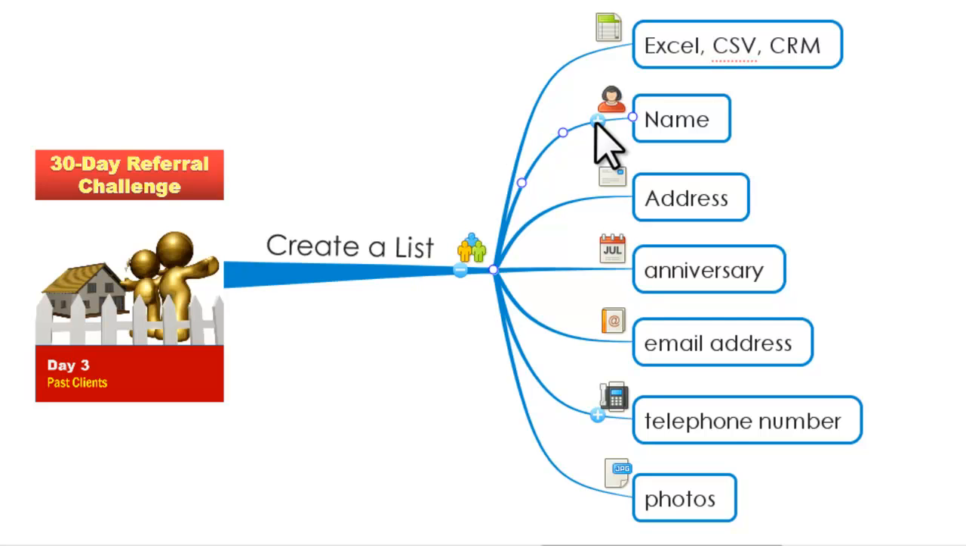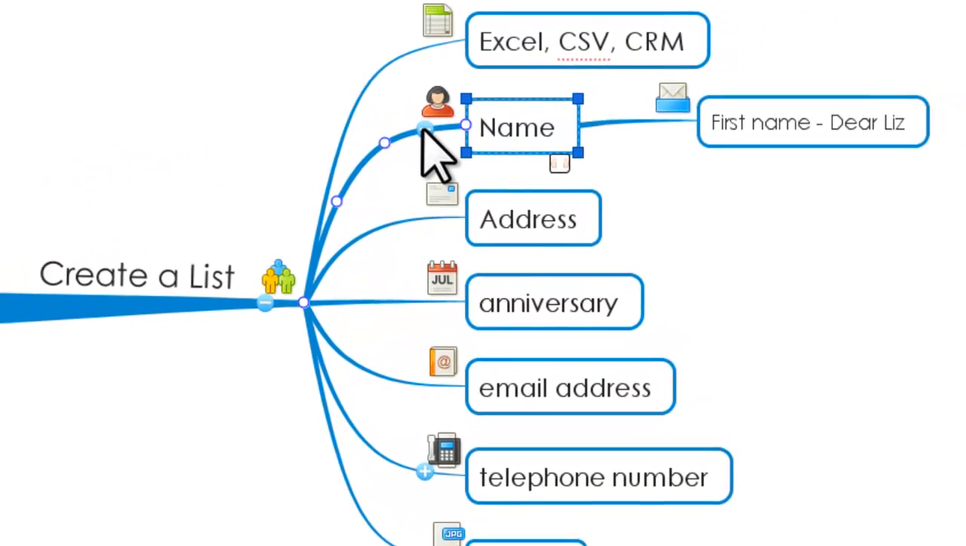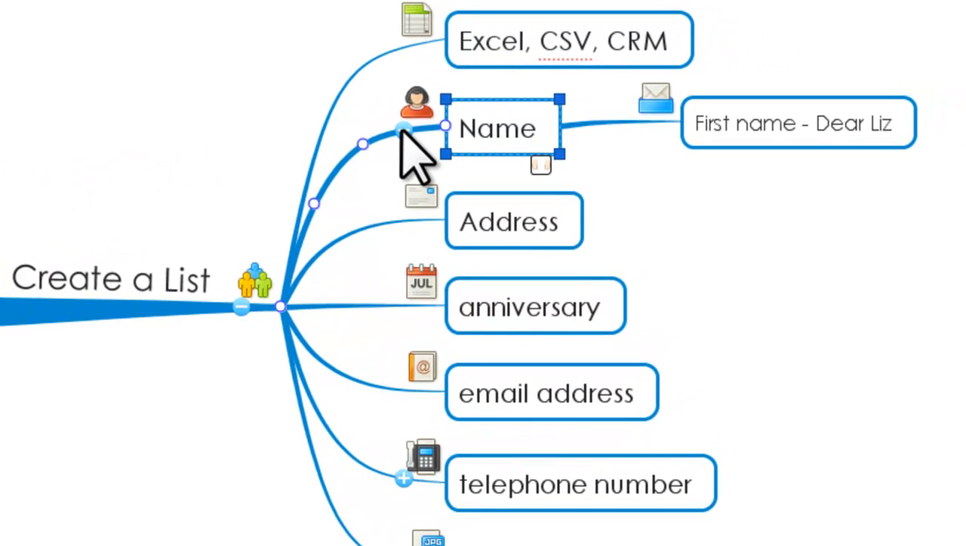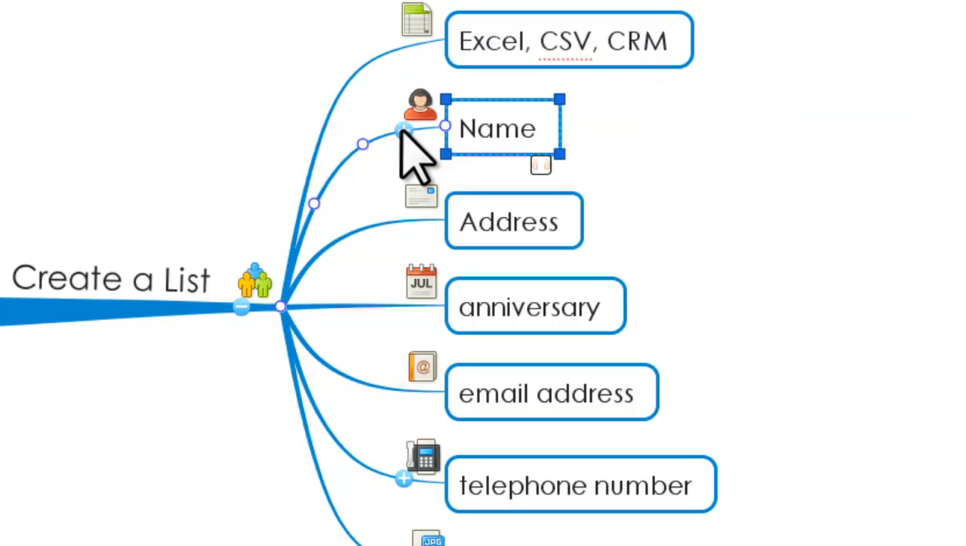Of course, you need the client's name. Besides the client's name, make sure that you have a first name or a nickname so that you can use a salutation. You may have a client, Elizabeth Perkins, and Elizabeth Perkins is your client, but you know her as Liz. Be sure that you have a first name that you can use in your correspondence in a salutation.